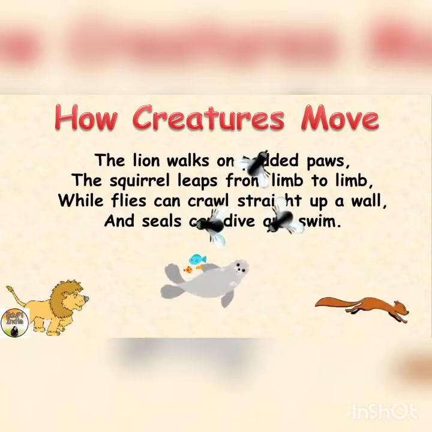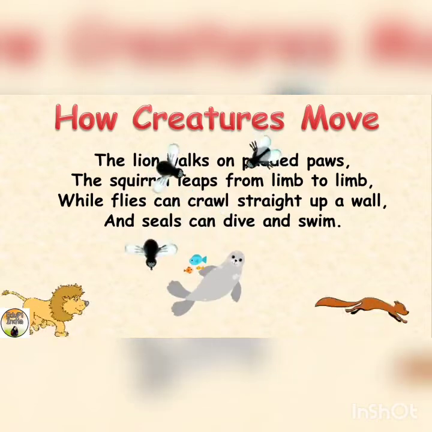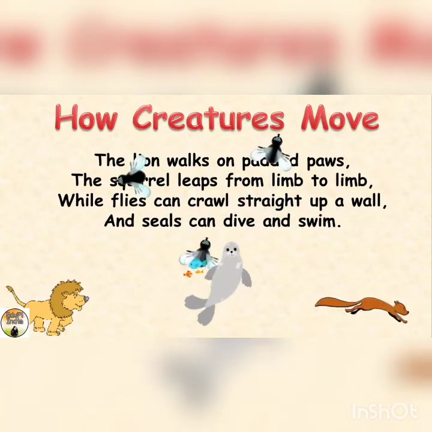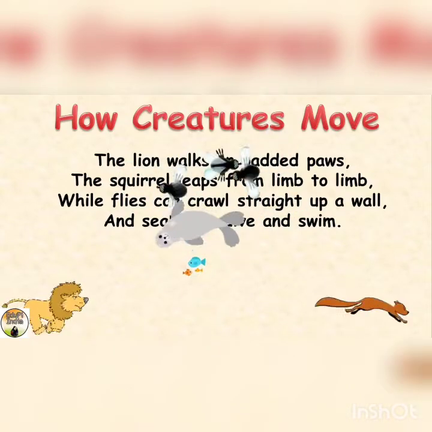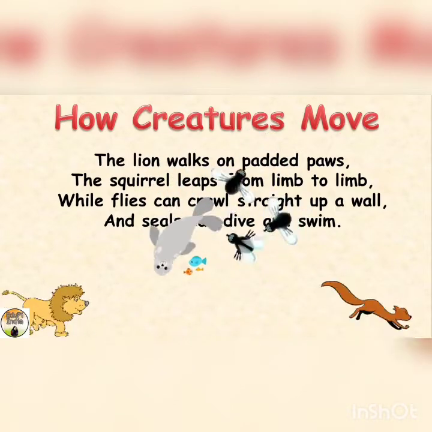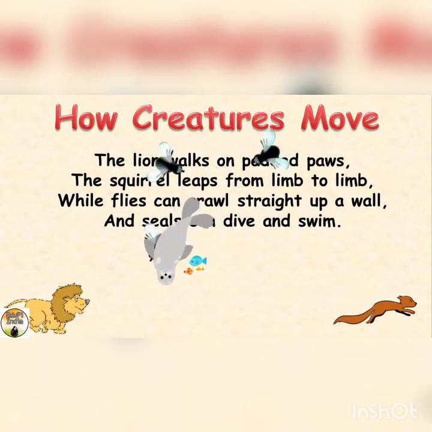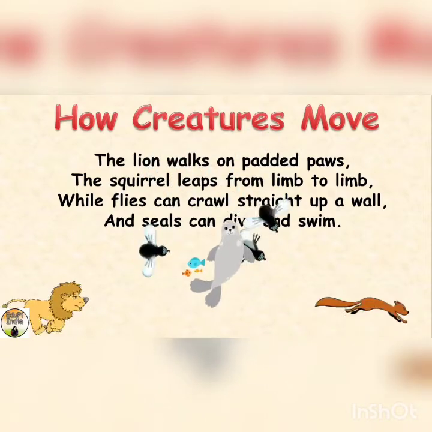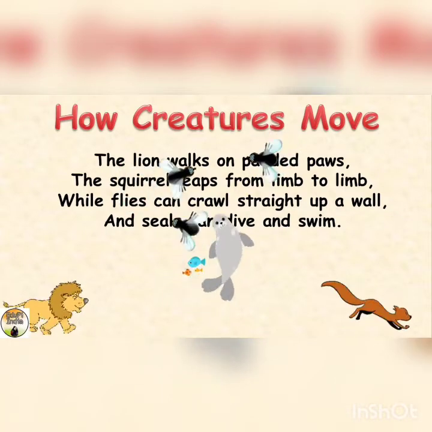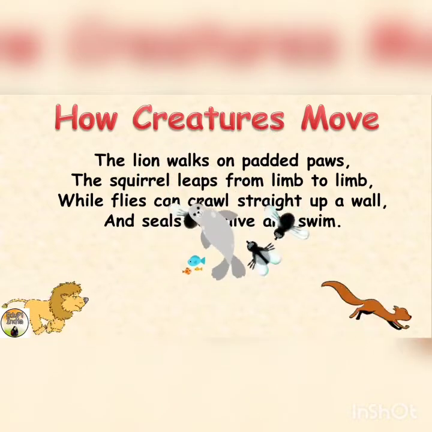Then we see flies. Flies can crawl. Crawl means making small movements with tiny feet. So you know that flies or other insects have very tiny feet. So what they do is crawling, and they crawl straight up a wall or any surface. While you can see the body of seals, they have a very slimy, slippery body with fins and a tail, with the help of which they can dive into the water and they can swim easily.